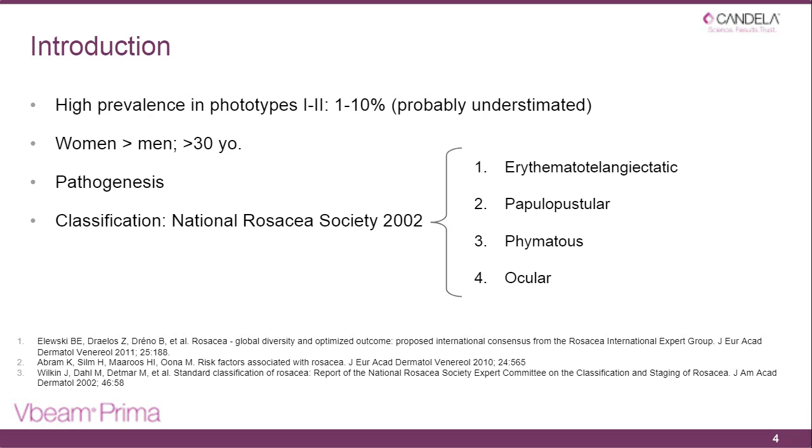Although the pathogenesis is not very clear, there are some theories regarding the cause of rosacea, including immune imbalance, also the pathogenesis related to some microorganisms such as Demodex, and above all, vascular hyperactivity. In 2002, the National Rosacea Society established the 4 main types of rosacea, which are erythematotelangiectatic rosacea, which is the most frequent one, papulopustular, phymatous, and ocular. Just notice the portfolio of the Vbeam Prima, which is the latest device I'm going to talk about, includes the treatment of most of these conditions.